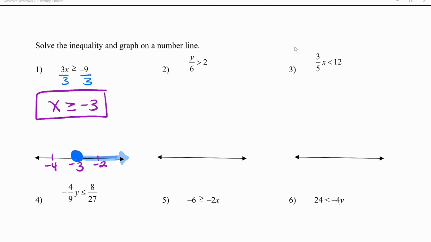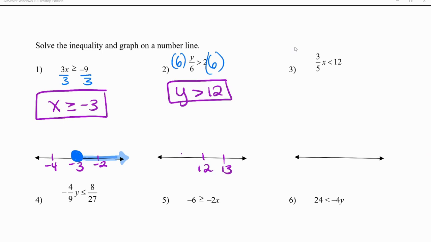For number 2, we have y divided by 6. The inverse operation would be to multiply both sides by 6. So we get y is greater than 12. Twelve is not greater than 12, so it would be an open circle at 12 because it's just greater than, and shaded to the right because it's greater than.